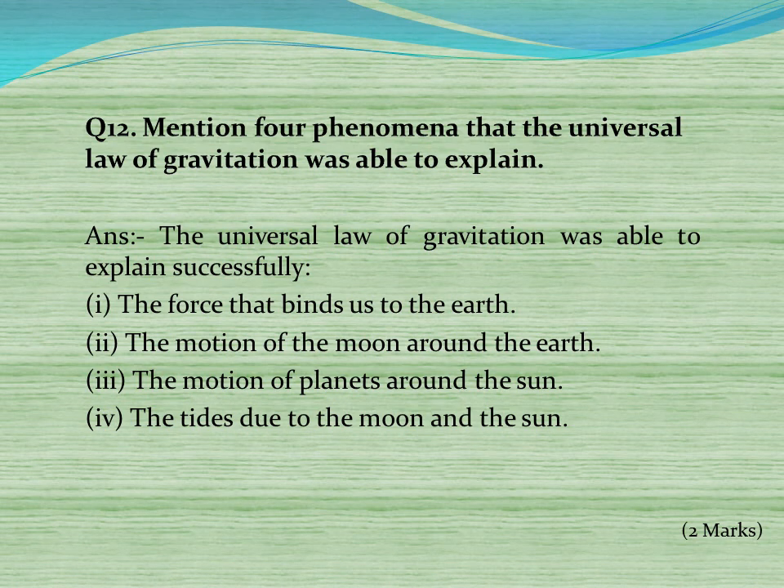Question number 12. Mention 4 phenomena that the universal law of gravitation was able to explain. Answer: the universal law of gravitation was able to explain successfully 1. The force that binds us to the moon. 2. The motion of the moon around the earth. 3. The motion of planets around the sun. 4. The tides due to the moon and the sun.